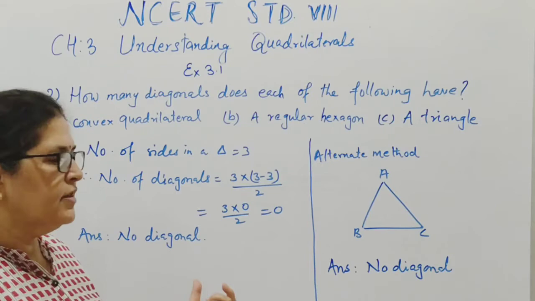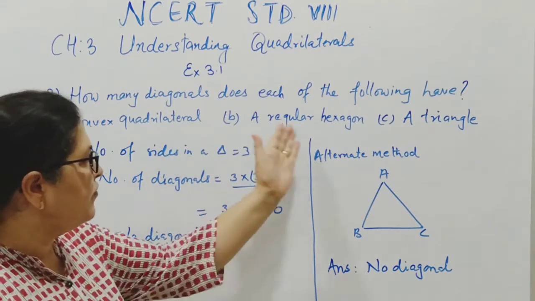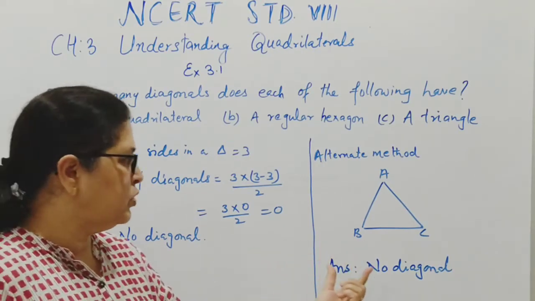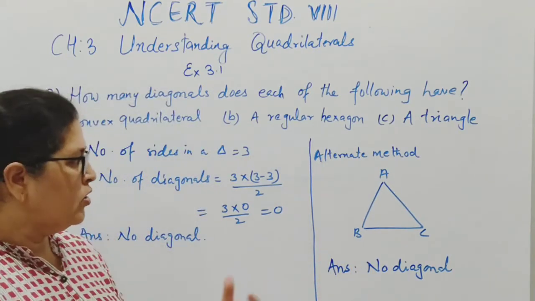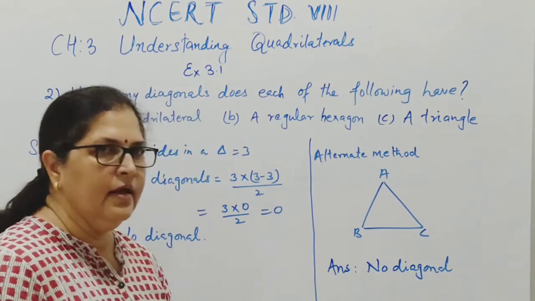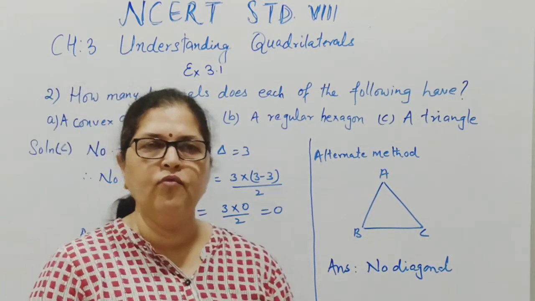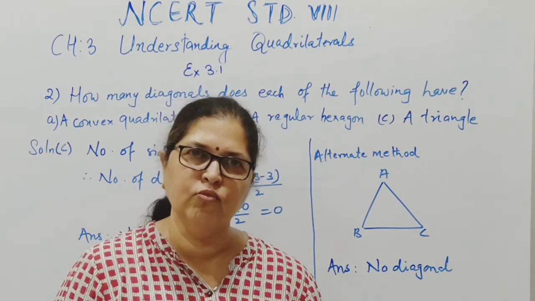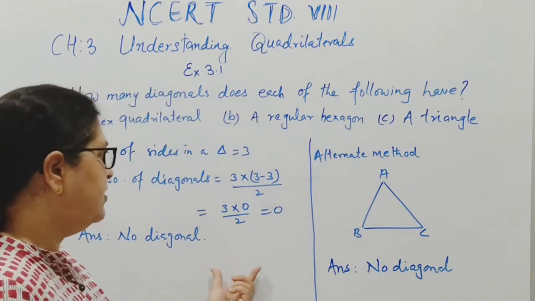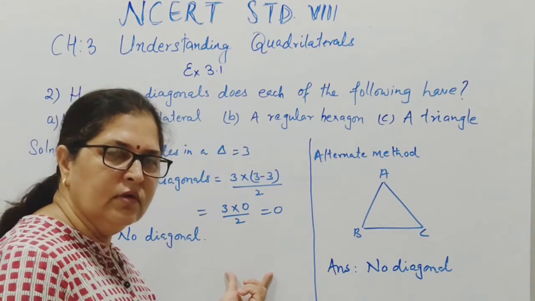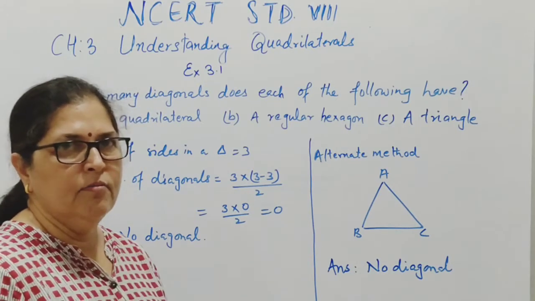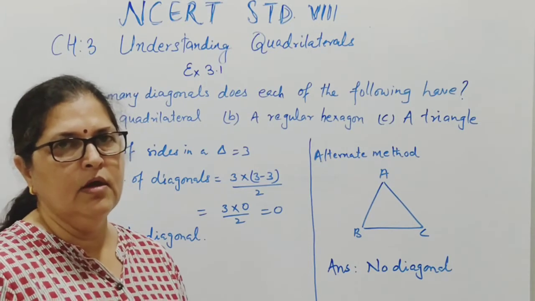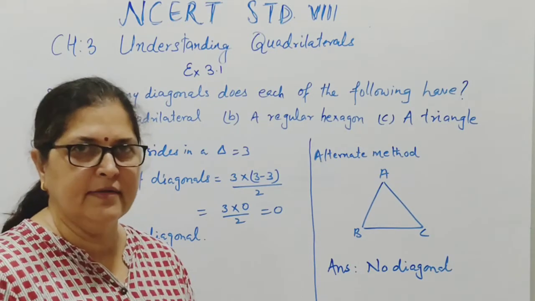We have calculated the number of diagonals in different polygons using two methods. Number one, formula method. Number two, drawing method. Drawing method is easy in case of polygons with lesser number of sides, but if a polygon has more number of sides, then it is easy to use the formula method, because it is difficult to count the number of diagonals in a polygon with more number of sides.